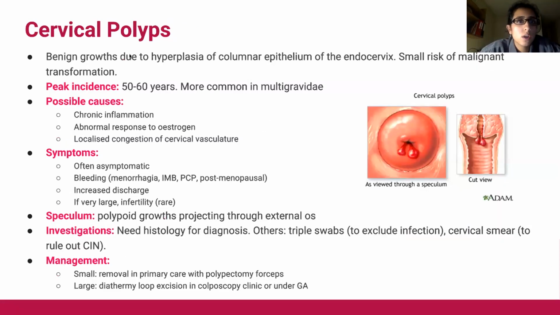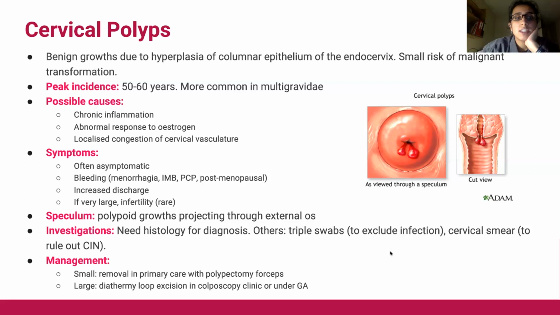And then lastly, for this section, talking briefly about cervical polyps. This is what they look like through the speculum. They're benign growths due to hyperplasia of the columnar epithelium of the endocervix. Contrary to ectropions, though, there's a small risk of malignant transformation with these. Peak incidence is 50 to 60 years, more common in patients who have had multiple pregnancies. There are various proposed theories about why they're caused: chronic inflammation, abnormal response to estrogen, or localized congestion of the cervical vasculature. They can be asymptomatic, they can cause troublesome bleeding and discharge, and if they're quite large, they can lead to infertility, but that's rare.